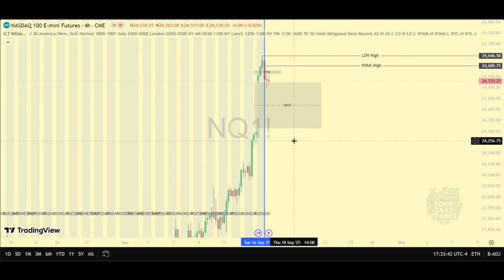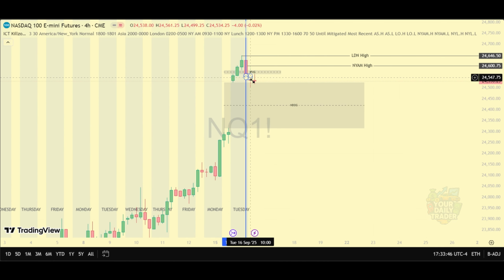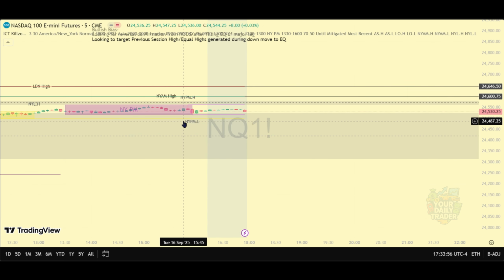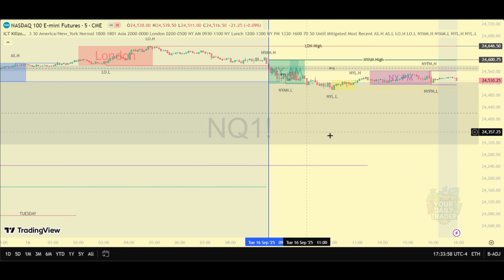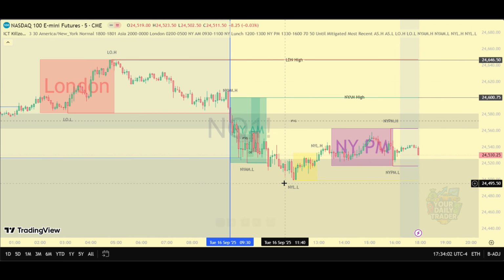This 4-hour gap here, that needed to be inversed anyway to come down, fill this, and trade back up. That was my idea for the day. So I wasn't really too bothered about this because it fit into my bias anyway. But yeah, this was the setup I'd seen for the trade.